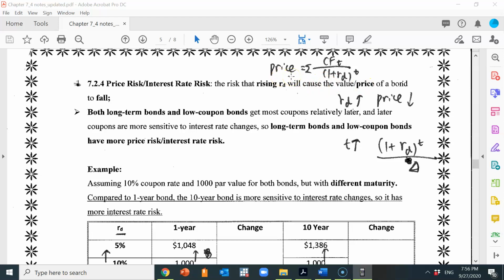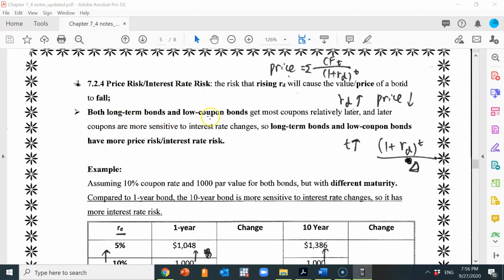the bond price. So whenever we have the same cash flow we're going to receive after purchasing the bond, whenever the interest rate increases, the denominator increases, and the bond price will decrease. If the interest rate decreases, then the bond price increases. So bond price and this cost of debt go in opposite ways. A rising interest rate will cause the bond price to fall. That's the price risk, or interest rate risk.